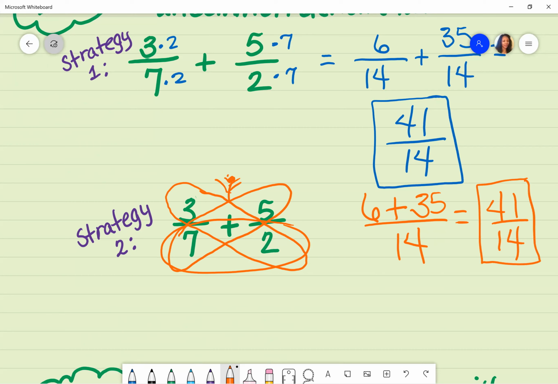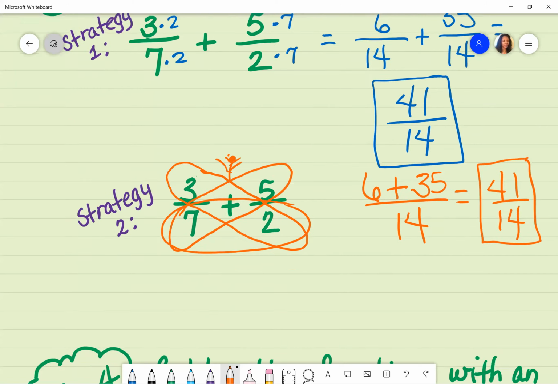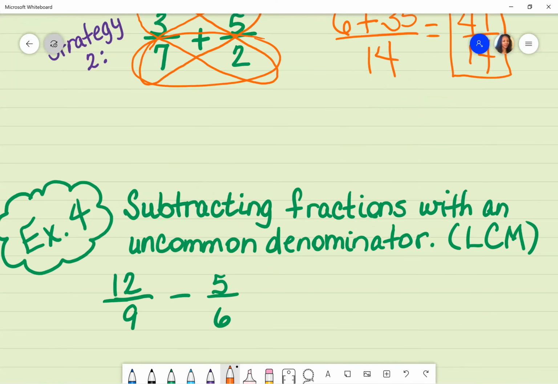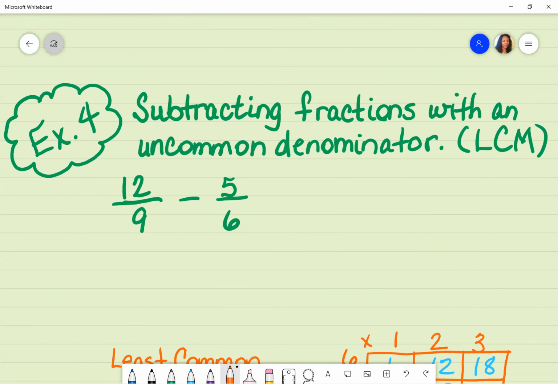So it's always good to know that there is more than one way to solve your math problem. It just depends on what your directions specifically ask you to do, or what your teacher specifically asks you to do. Exactly. So make sure you understand that.